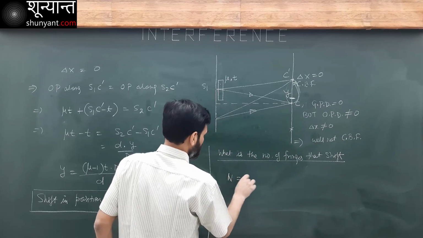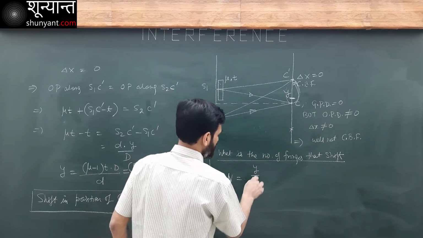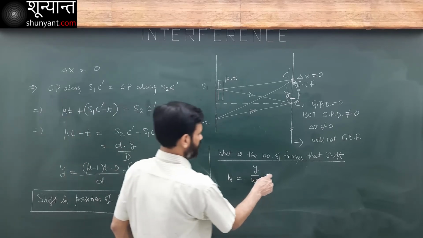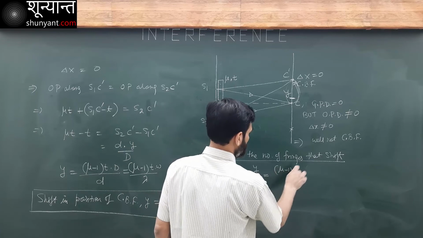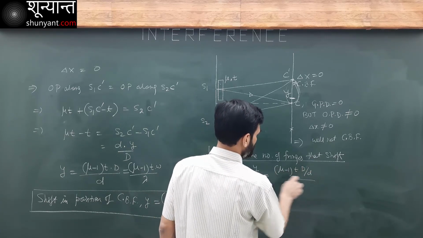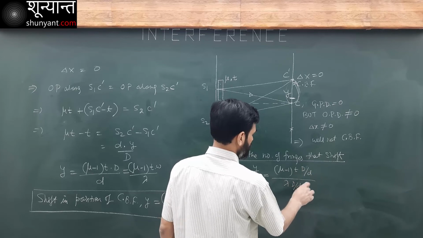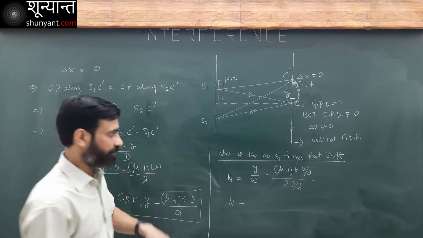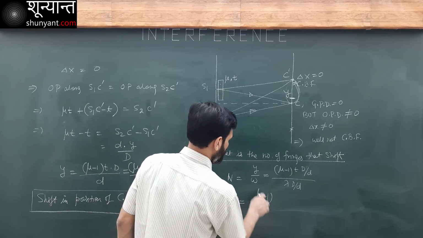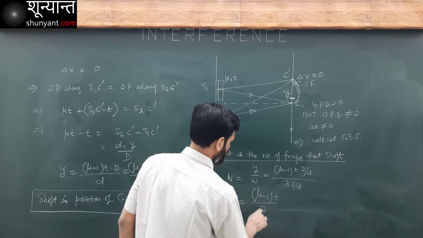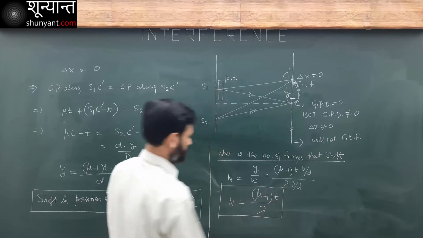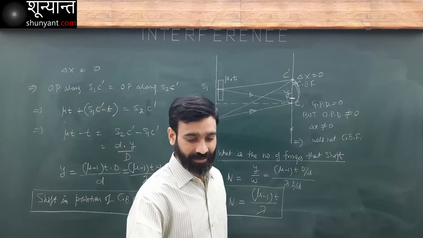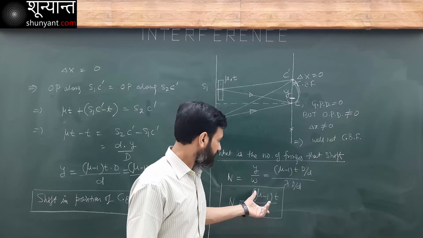This number n is equal to y over omega. Now this is going to be equal to (mu minus 1) T capital D over D divided by lambda D over D. So this number of fringes that shift is equal to (mu minus 1) times T over lambda. This is something that you have to remember. This is easier to remember.